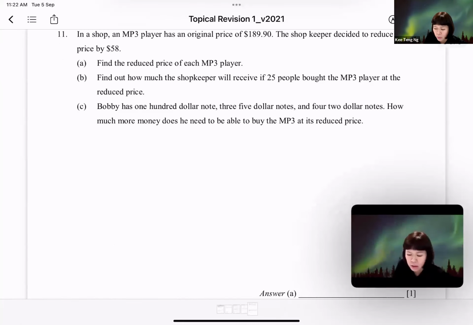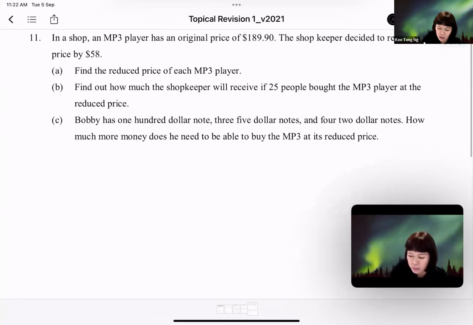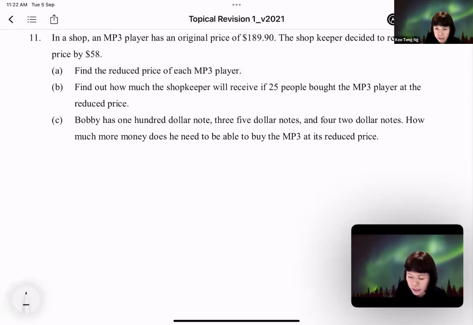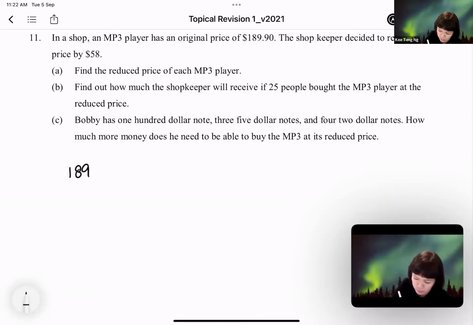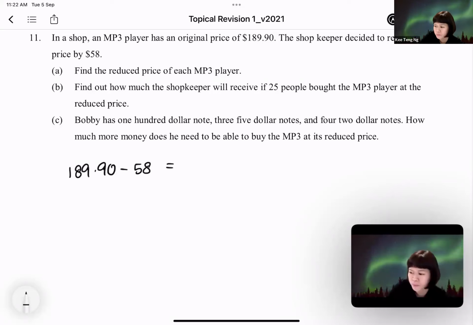Okay, we're going to calculate a little bit of price and money. In a shop, an MP3 player has an original price of $189.90. The shopkeeper decided to reduce the price by $58. This one's simple, straightforward, right? Anyone who doesn't know how to answer? Answer, please.